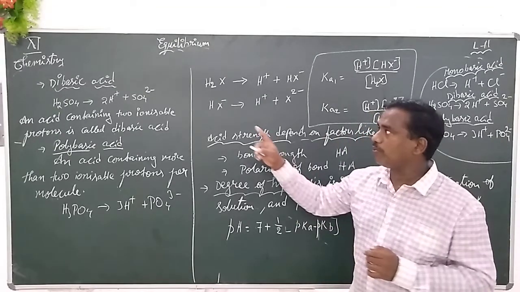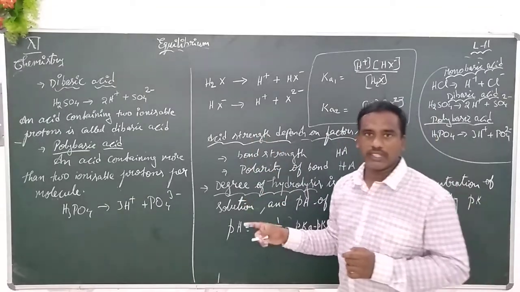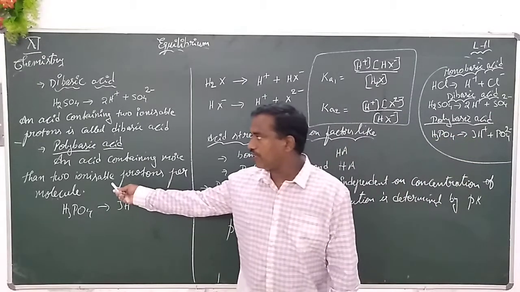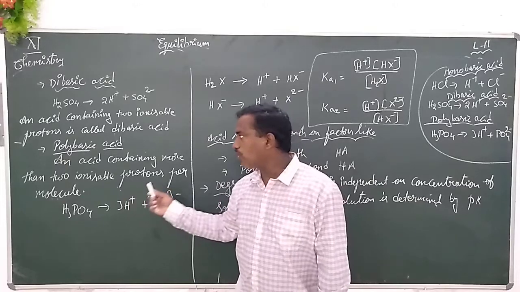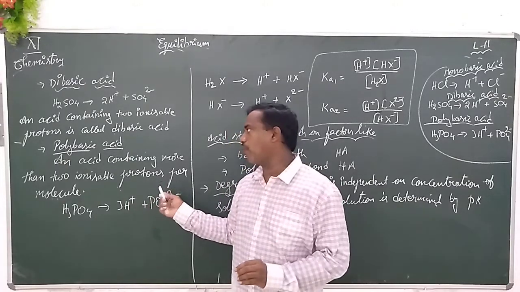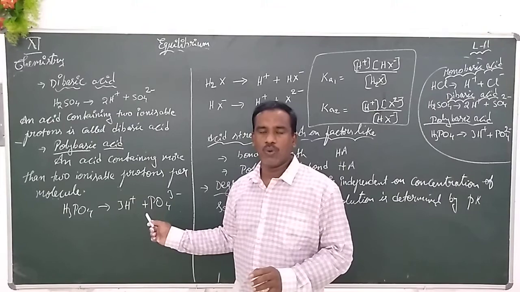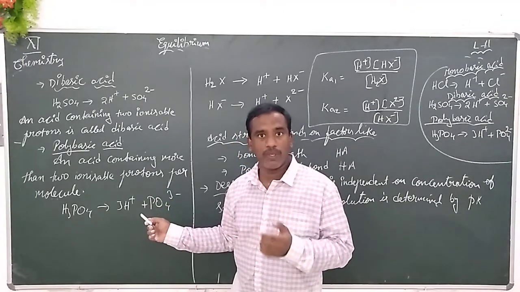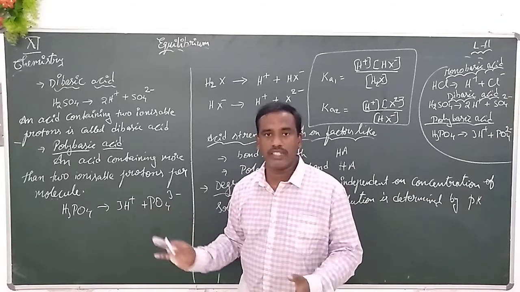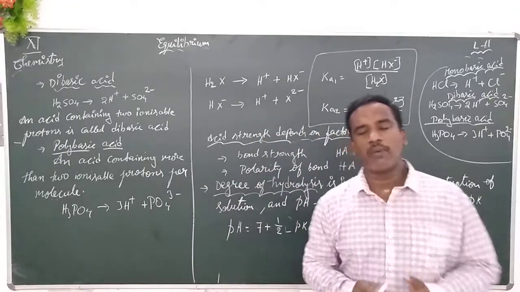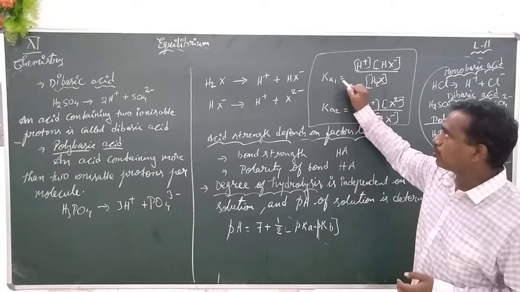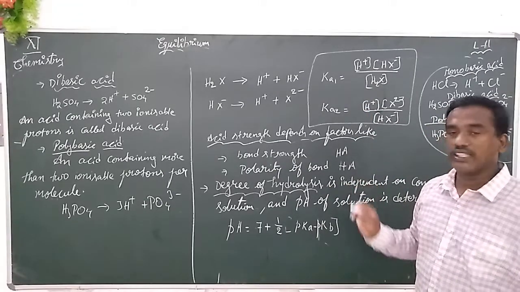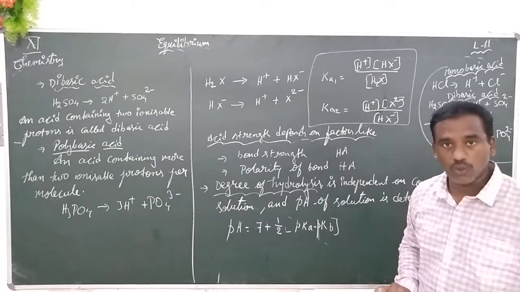In order to understand this, we brought in the polybasic acid. I already gave an example for a polybasic acid, and I brought the definition here. An acid containing more than one ionizable proton per molecule is called a polybasic acid. So in this we are able to calculate the first acid dissociation constant, the second acid dissociation constant, or we can take even the third acid dissociation constant also.